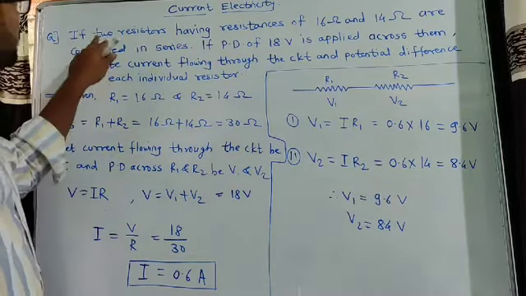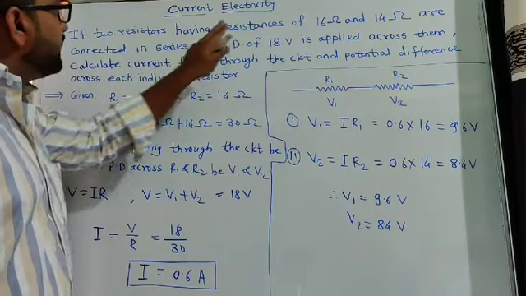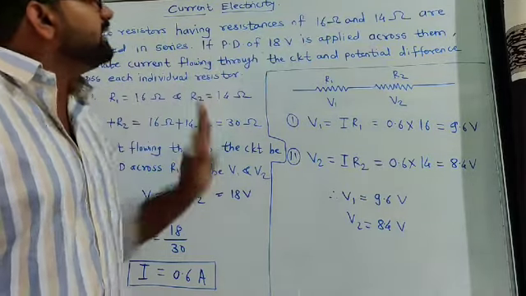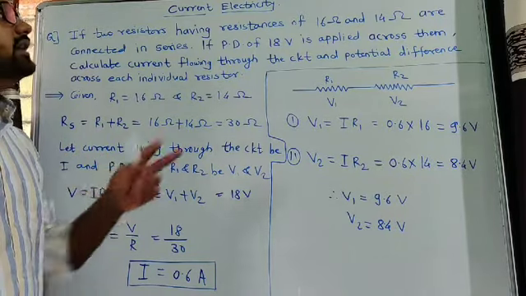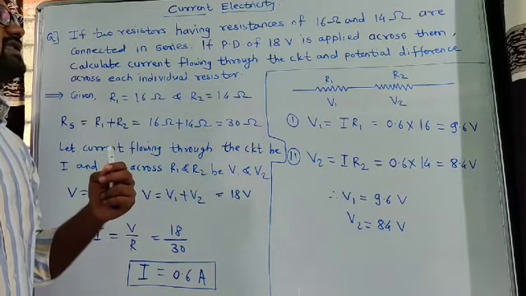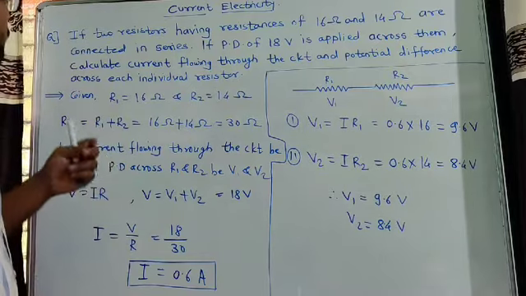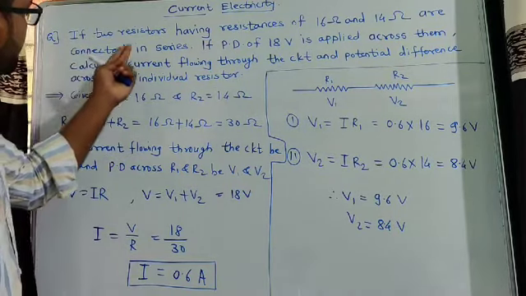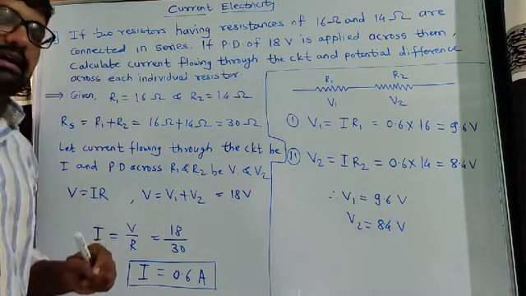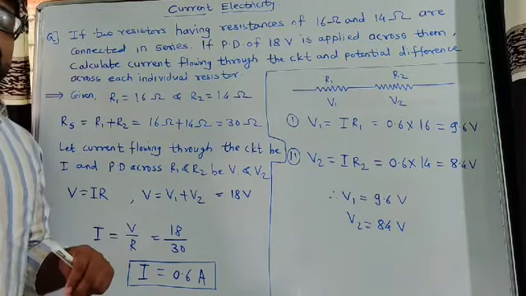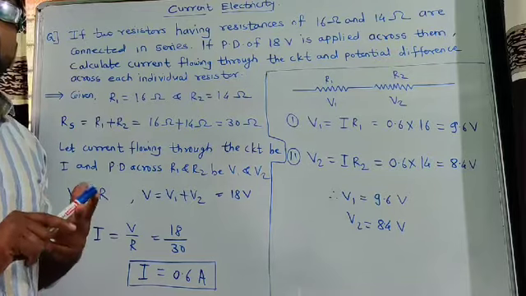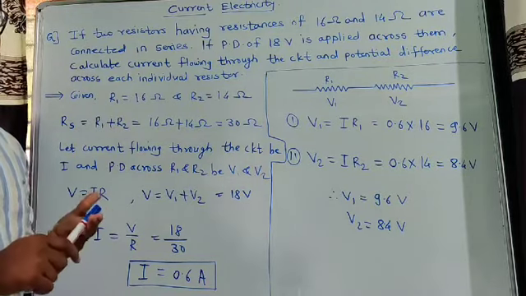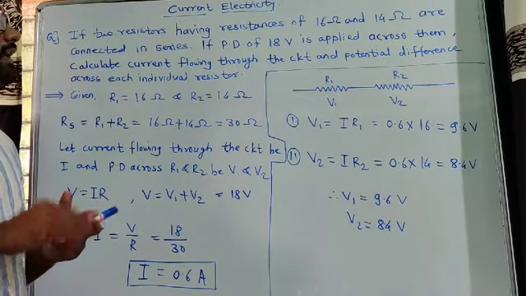First, two resistors having resistances of 16 and 14 ohm. That means two resistors are given and their values are given, 16 ohm and 14 ohm. And they are connected in series. We know we can connect resistors in two ways: first, the series way, and second, the parallel way. We will see their formulas and their derivation.